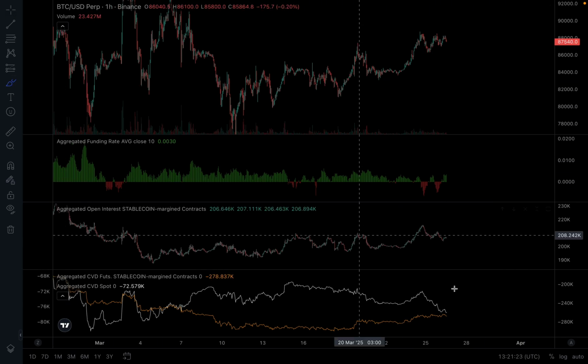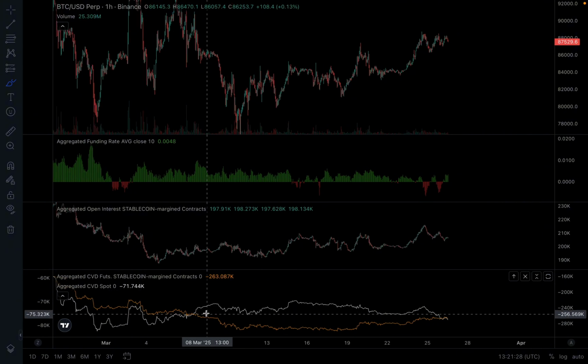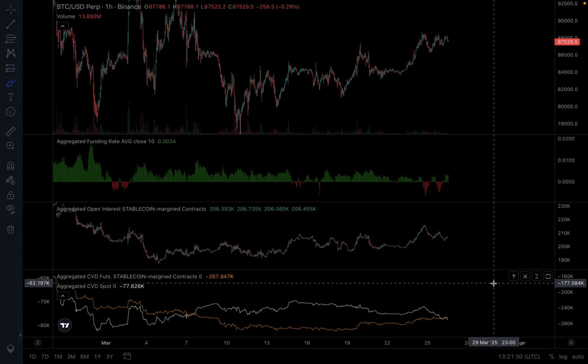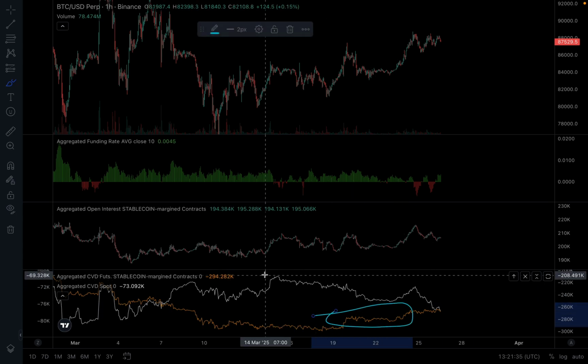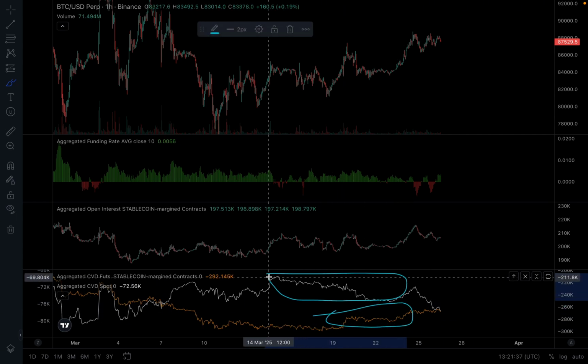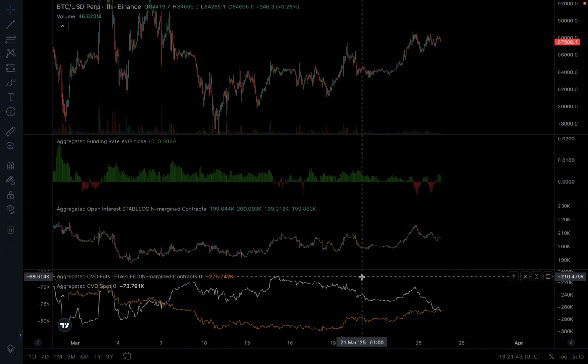First let's get into the CVDs. That's the box down here. It basically shows the cumulative buying and selling of the perps, which is the orange one you can see here, and the white line represents the spot buying. Basically how I use it is to look for divergences between the two.